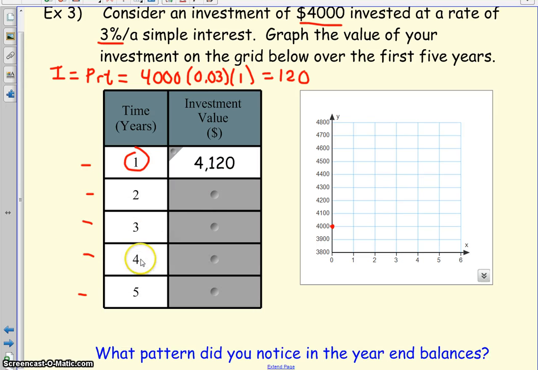Okay, so I want you to repeat this process for 2, 3, 4, and 5 years and see what kind of pattern we notice in the balances at the end of each year. When you finish that, push play and we'll talk about it.